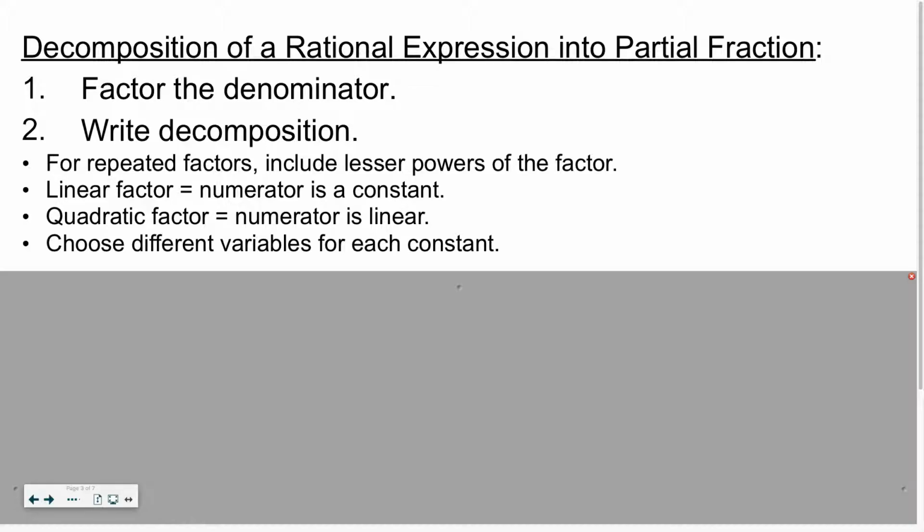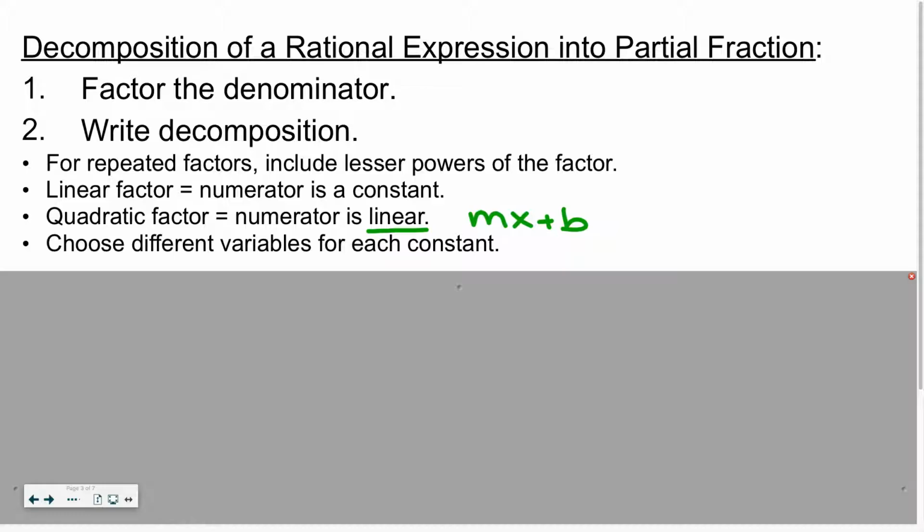For a linear factor, your numerator will be constant. For a quadratic factor, your numerator turns into something that's linear. And when I'm doing linear, I just model it after mx plus b. So if I haven't used any letters yet, I would write ax plus b. If I've already used an a, but I have a linear numerator, then I would do bx plus c or cx plus d, just as I'm going through the alphabet.